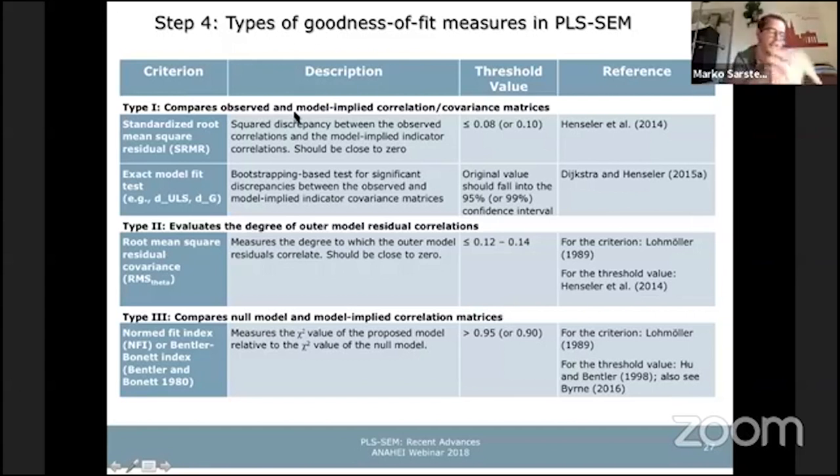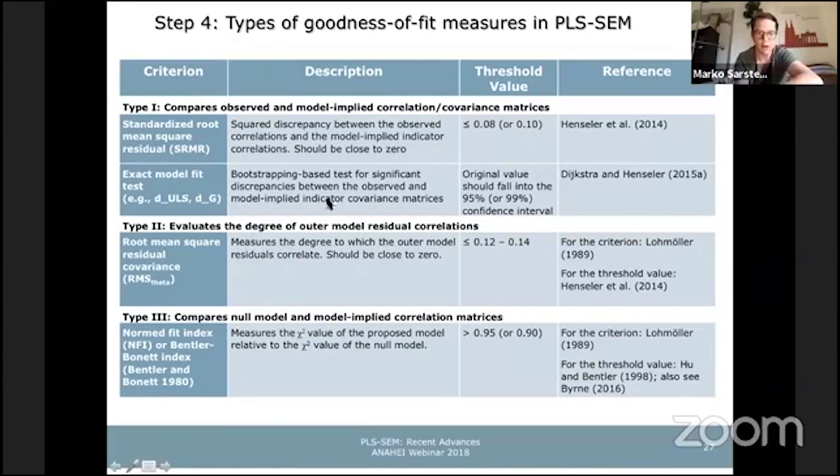The first one follows the exact same logic as the ones that I just talked about in the covariance-based SEM sense. They try to quantify the divergence between the correlation matrix that you actually observe and the one that is implied by the model. So one is the SRMR, and this is nothing but the standardized difference between the observed and the predicted, or model-implied, correlations. And this measure is scaled such that you would like to have values close to zero. The threshold value that we frequently read is 0.08 or 0.1, depending on which paper you're looking at.